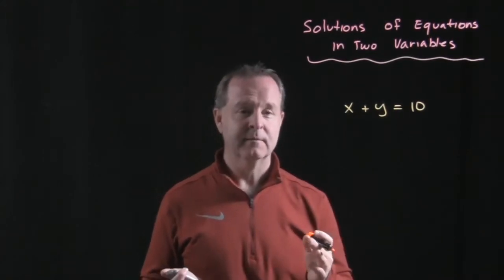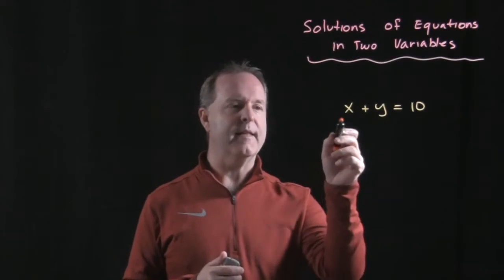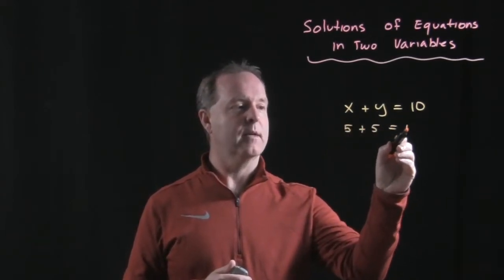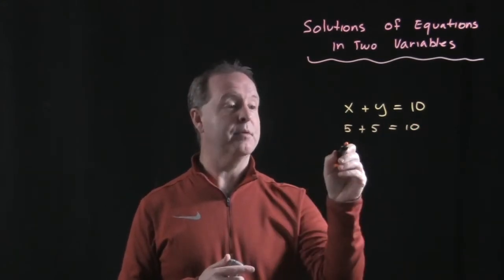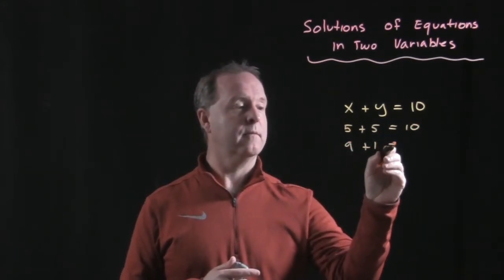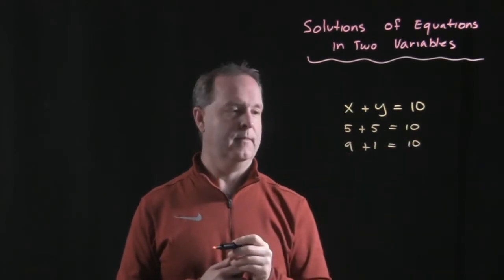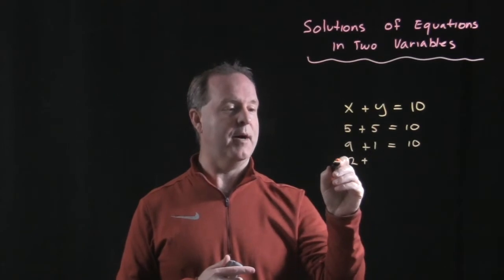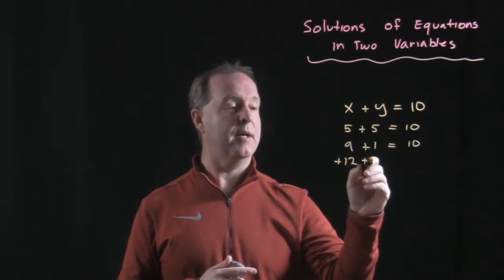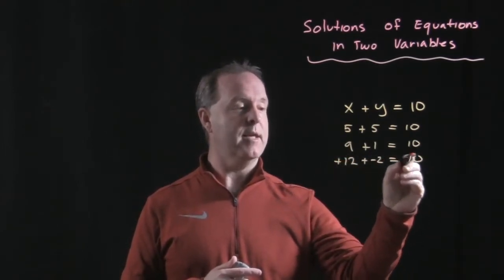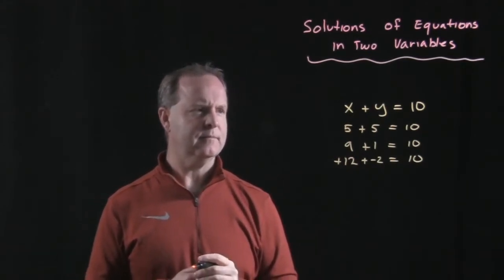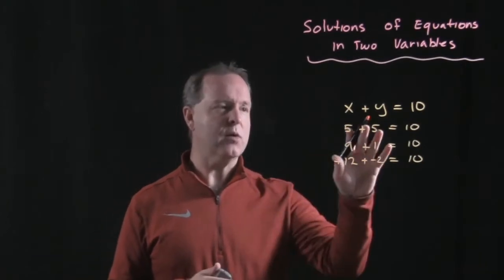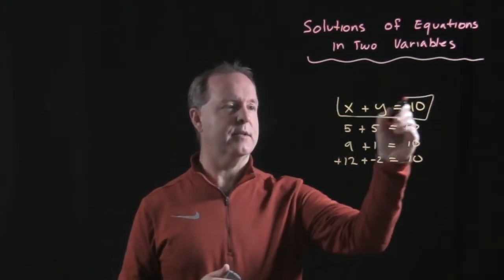Another one? So you're right. It looks like I could say that 5 plus 5 equals 10. 9 plus 1 equals 10. Negative 12 plus, well, let's make that a positive 12. Positive 12 plus a negative 2 equals 10. It looks like there's an infinite amount of solutions to make this original statement true.